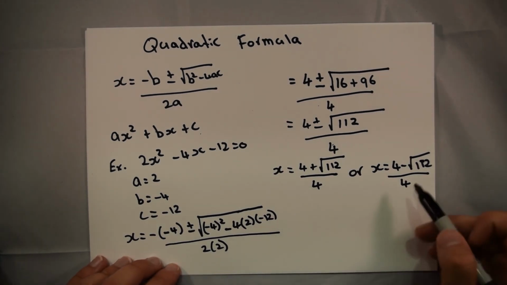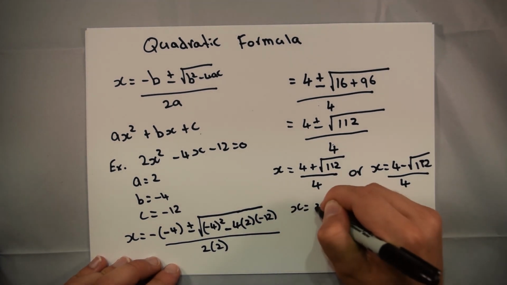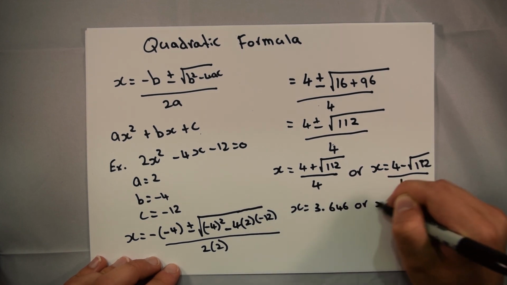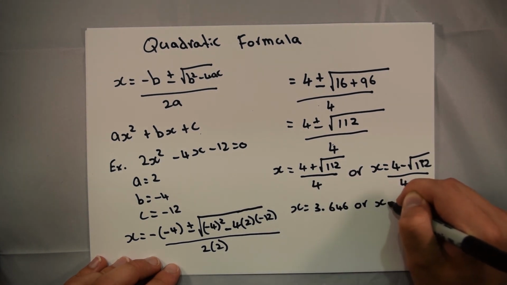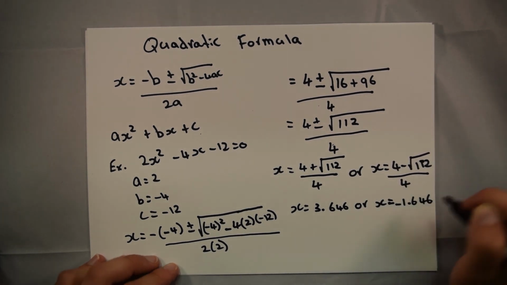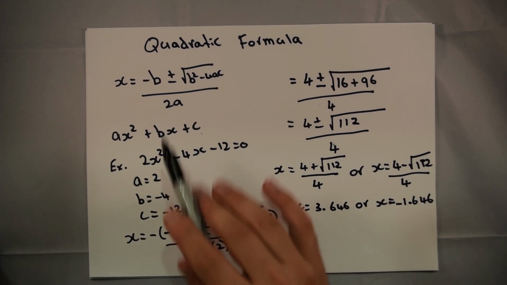So putting this into your calculator, or if you can do it in your head, x is equal to 3.646, or x is equal to negative 1.646. And there you have it. You've solved your first quadratic equation using the quadratic formula.